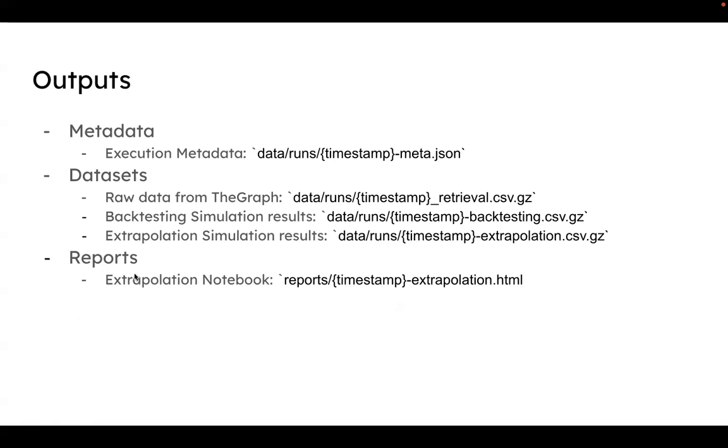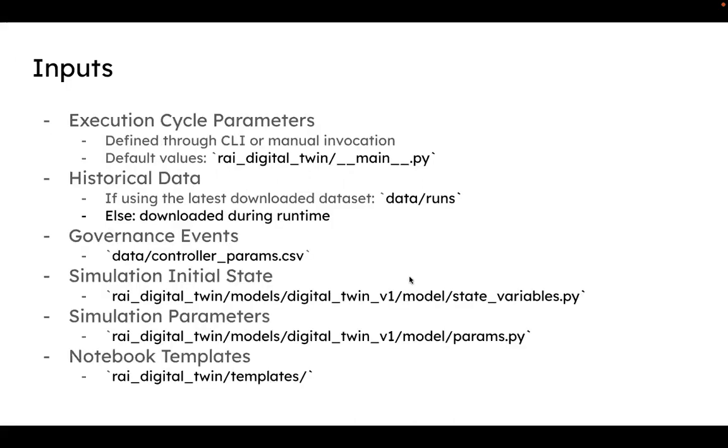And the third kind of output is the report. As we are going to see, we have notebook templates, and the idea is that it's one of the inputs. As we go over the execution cycle, we essentially generate those HTML files. So that's the summary of it. And I think it may be useful now to go over each one of those just to see how it is. So for example, let's start with the execution cycle parameters here.